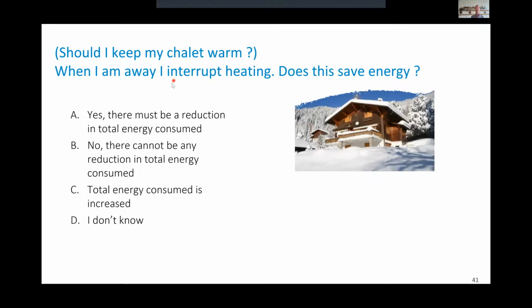When you're away, should you keep the heating on? Of course, you want to keep it on so that it doesn't freeze if you have water pipes here. But if we exclude that question, your goal is simply to have your chalet hot when you return. So assume you have a radio controlled system that you can activate remotely. Is it better to activate it remotely just before arriving, or should you keep your house warm at all times? What do you think?